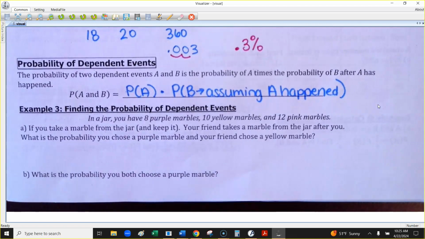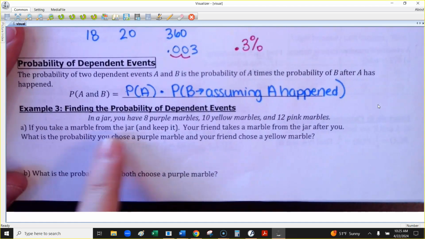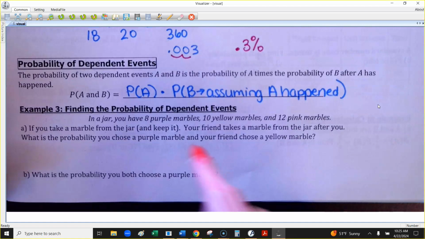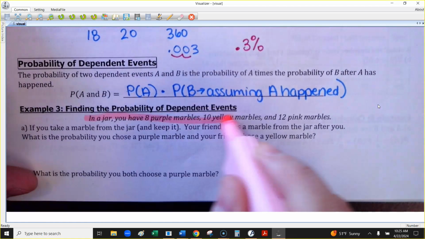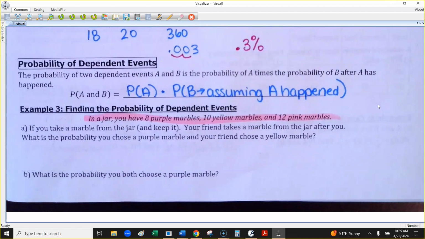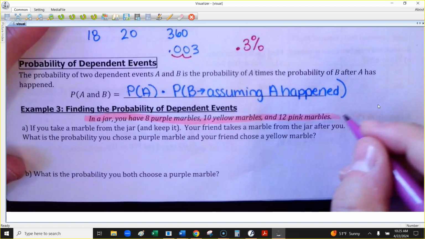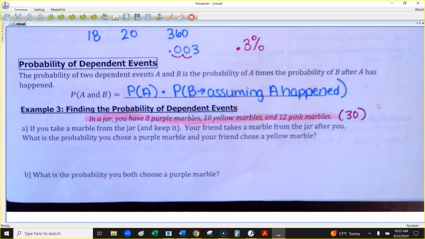So it says if you take a marble from the jar, so I should have read that first to you. Okay, I have a jar with 8 purple marbles, 10 yellow marbles, and 12 pink. What is that? 30 marbles total. So I'm just adding that up real quick here. So there's 30 total marbles in the jar.